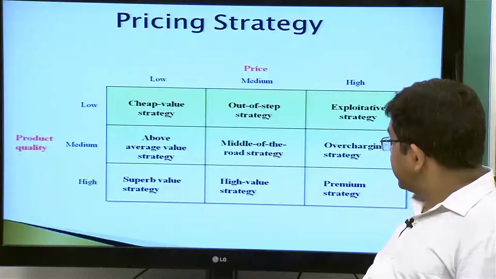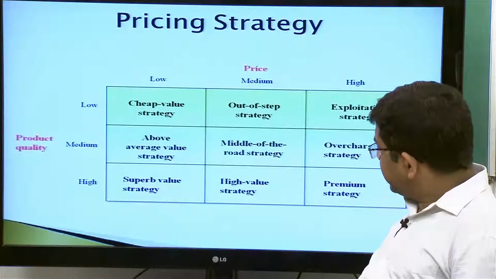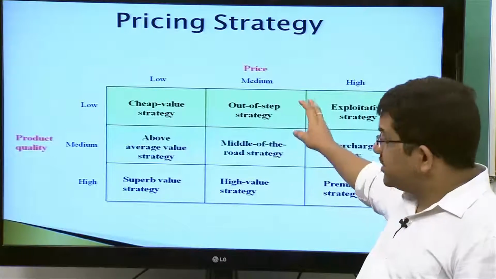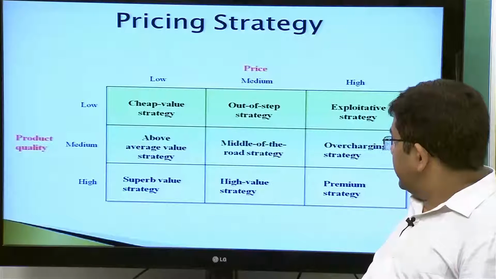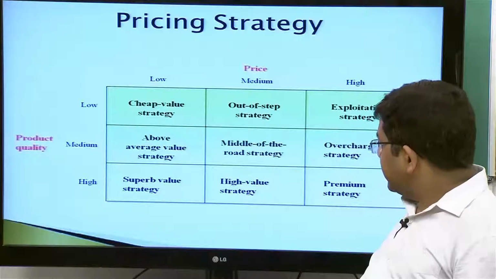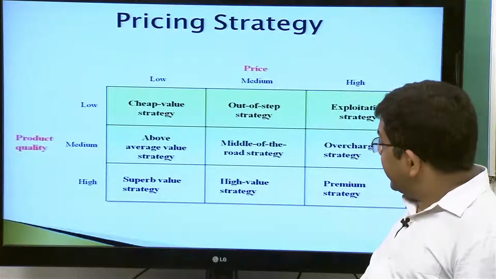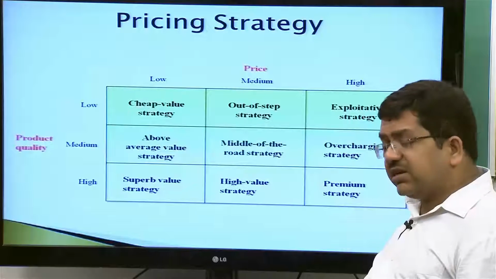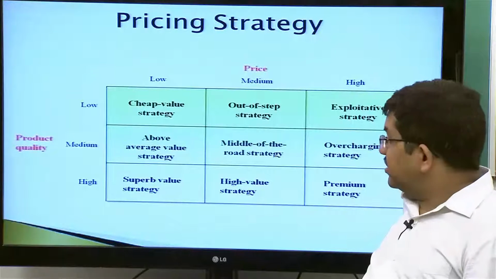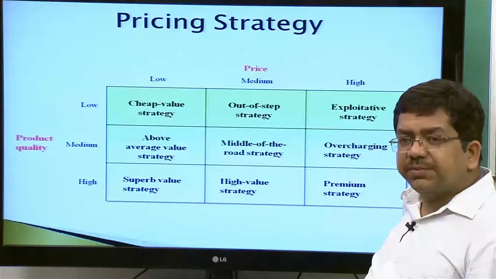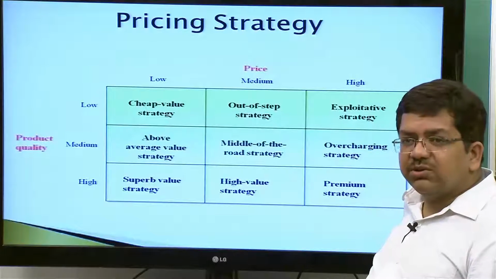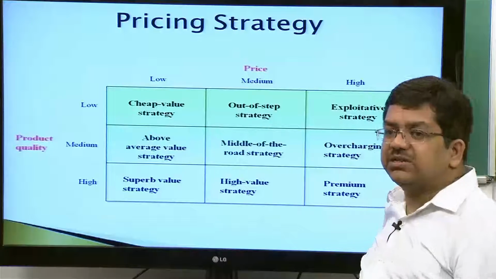On the other side, there are some more recommended strategies, like the high value strategy, where your product quality is high, but your prices are on the medium side. In that case, you are delivering a superior value, what you call a high value strategy. The case where product quality is high, but you are selling at a very low price is a superb value strategy. Though it may sound very good, in that it will attract a lot of customers, one has to also look into the financial viability of this kind of pricing strategy.